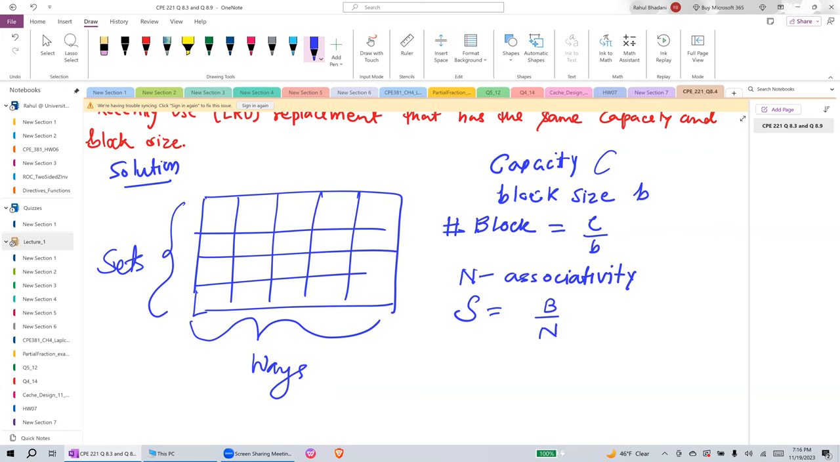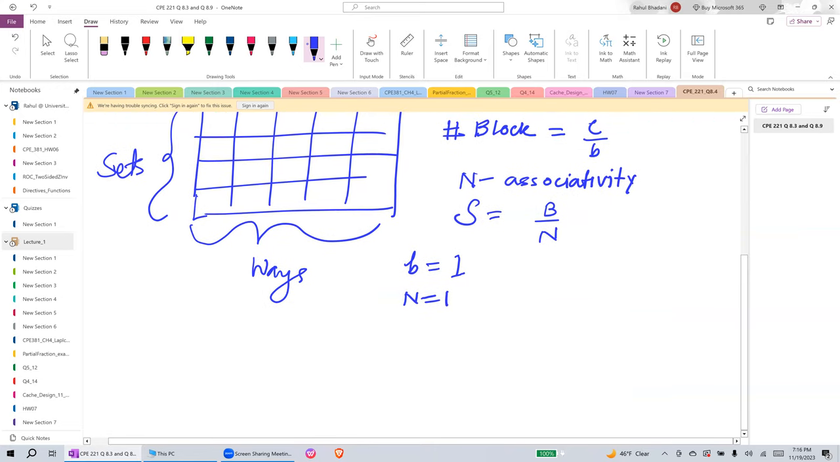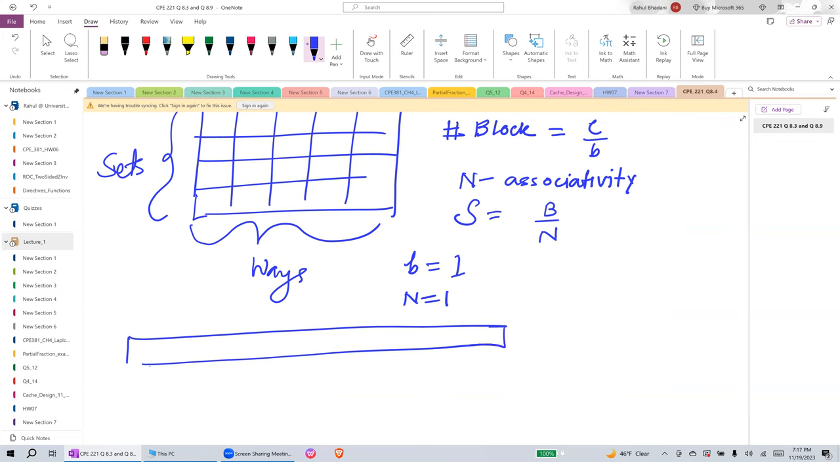In a direct mapped cache, B is generally 1, if we are not going to employ spatial locality. You can still have spatial locality, but let's assume in this case that B equals 1, and N is definitely 1. In the case of a fully associative cache, you have only one set.